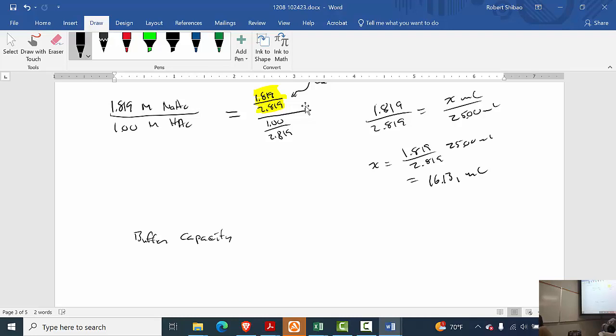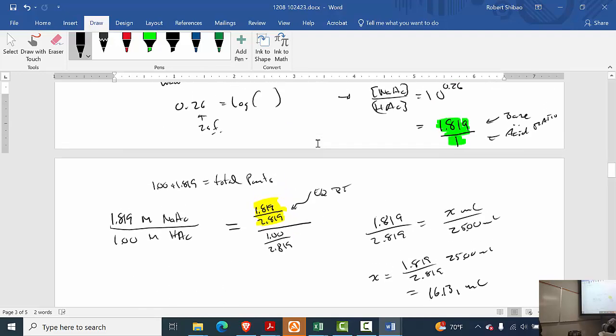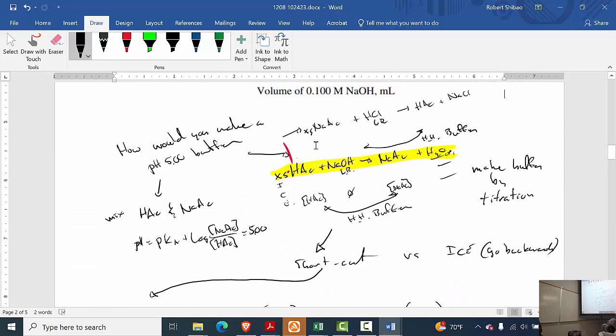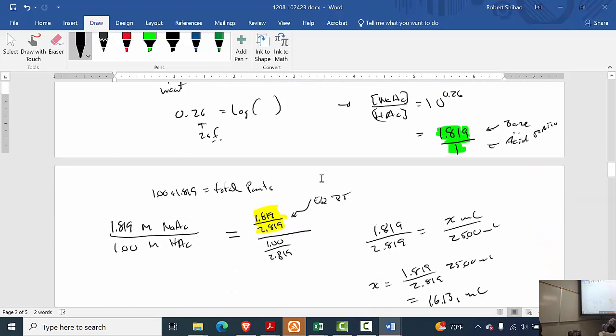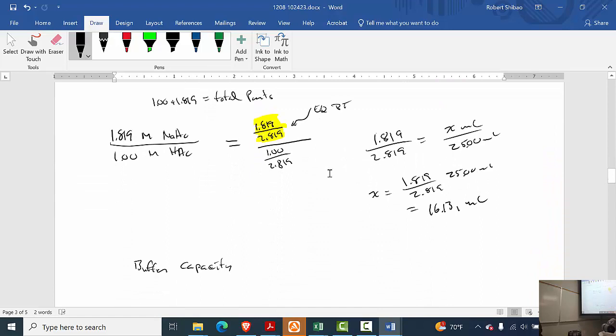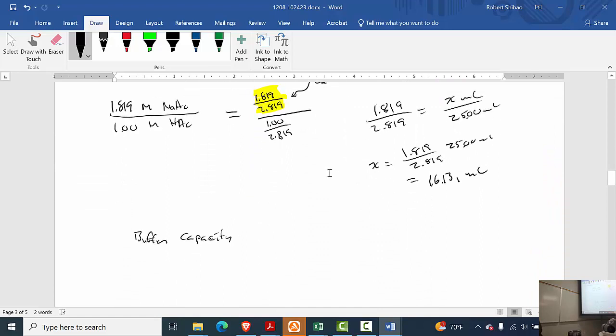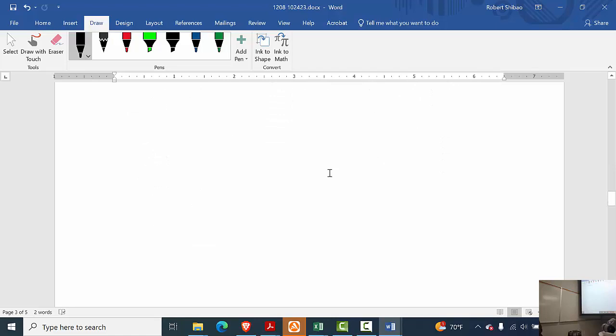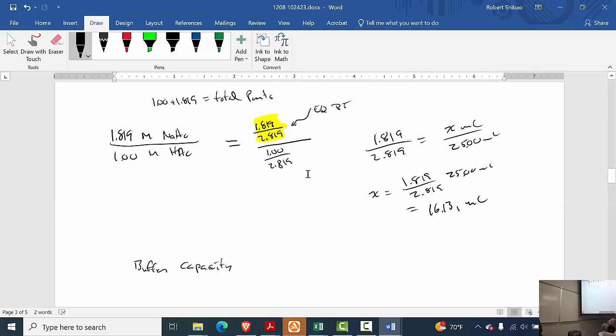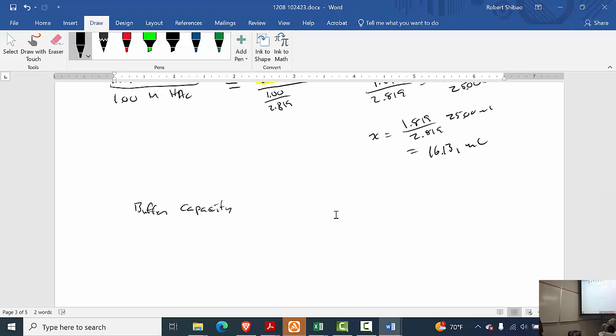One of the things is this is going to be a fairly low capacity buffer, because what's going to happen is we started off with 0.1 molar, and then we're going to get this ratio here. In fact, we started off with less than 0.1 molar because of solution dilution. And so this buffer is going to have fairly low capacity. And so another way of thinking about buffers and making buffers is we have a 1.819 to 1, I'll just say 1.00 ratio that we have to maintain.